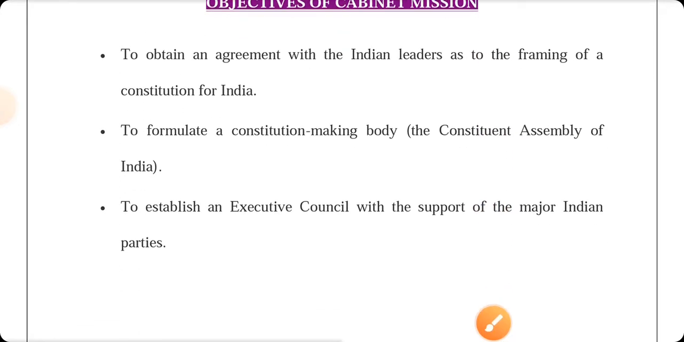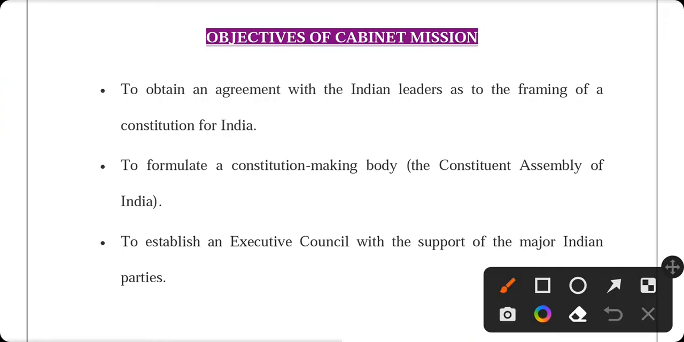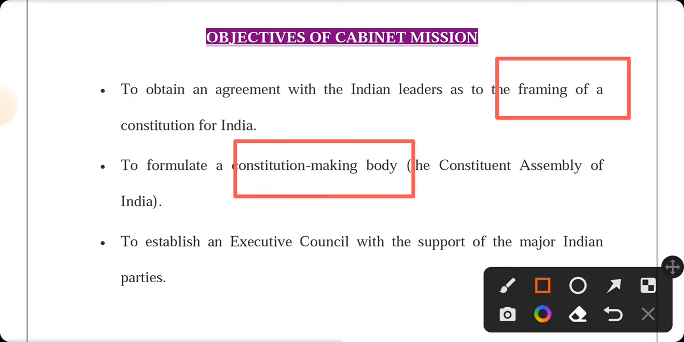The main objectives of the Cabinet Mission are to obtain an agreement with the Indian leaders as to the framing of a constitution for an independent India, to formulate a constitution making body, that is the Constituent Assembly of India, and to establish an executive council with the support of major Indian political parties. This is the main objective of the Cabinet Mission.